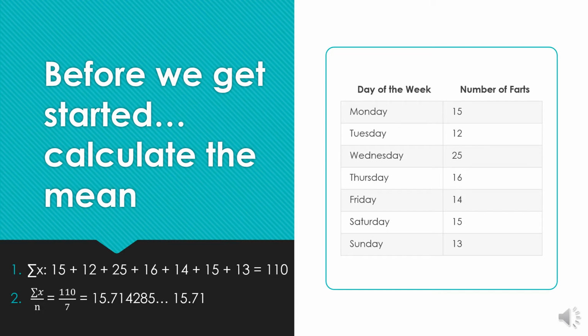times that week. To get to the mean, we divide the total number of farts by the number of days, which is 7. 110 divided by 7 equals 15.714285, and so on. The American Psychological Association requires us to go out 2 decimal places. In this case, we will round to 15.71. With this part now complete, we can now start calculating our deviation scores.